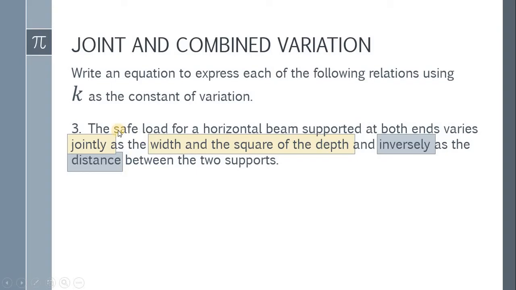Now, lagyan natin ng mga letter. Yung shape load, gawin natin siyang L. Yung width, gawin natin siyang W. Square ng depth. Ang depth is lalim, so gawin natin siyang L squared. And the distance, gawin natin siyang D. So, we have L is equal to K times width and the square of the depth. So, we have K times W times L squared, kasi ito ay varies jointly. Again, pag sinabing jointly, ito ay imumultiply natin. Now, nung nabasa natin yung inversely, ito ay division. Ano i-divide natin? Yung distance. Kaya yung distance ay nasa denominator. So, we have over D. And we're done.